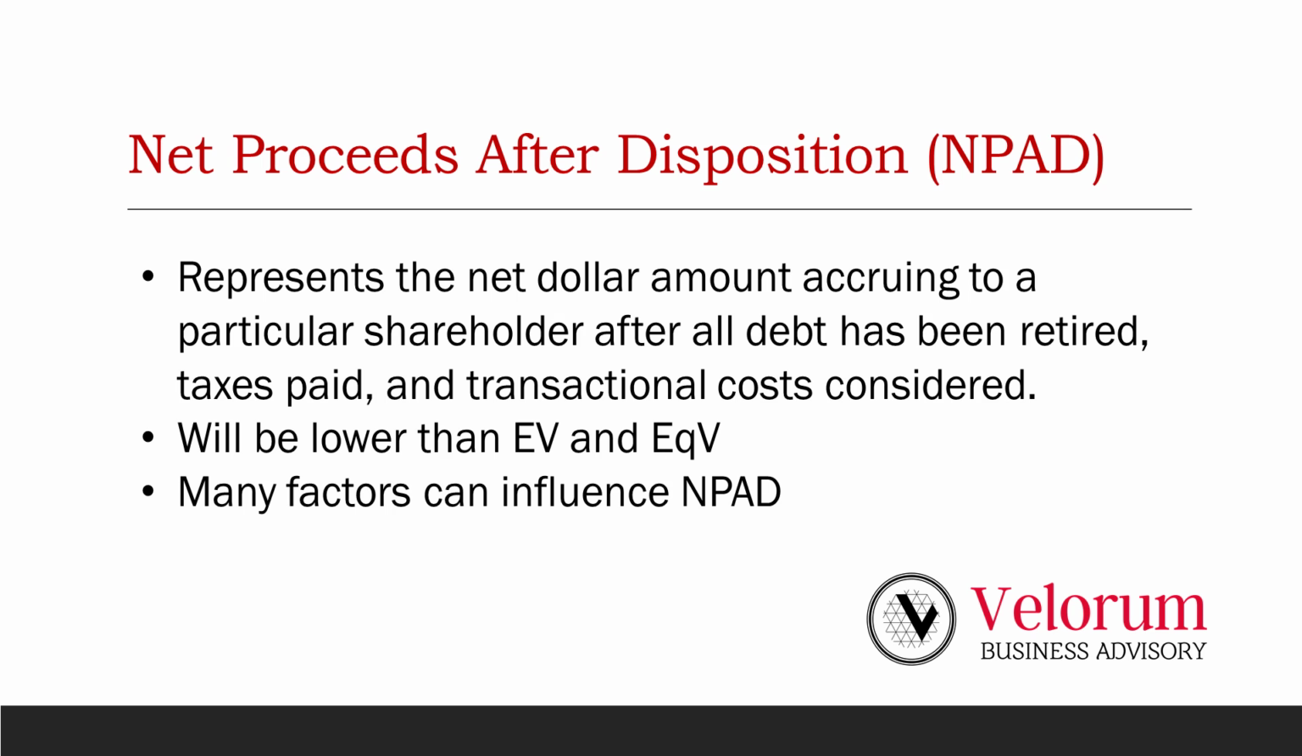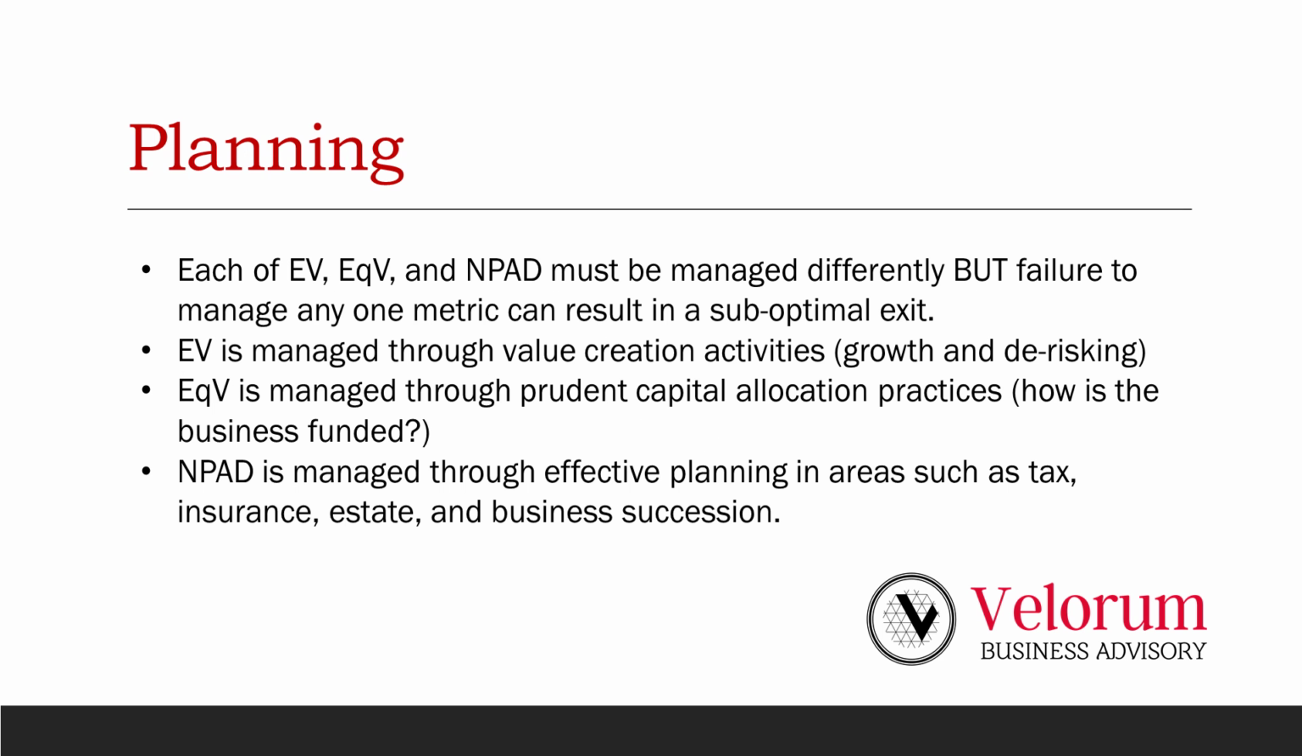But when we get into the next section, we're going to talk about how we have to manage all three of those metrics: enterprise value, equity value, and net proceeds, to optimize an exit. So how do we manage each of these three metrics? Enterprise value is going to be managed through value creation activities. And if you read my blog, you'll know that I've talked about the concept of value acceleration. What it really involves is the growth of the business and the de-risking of the business. And by growth, I'm talking about the growth of the EBITDA, or the cash flow, not so much the top line growth.